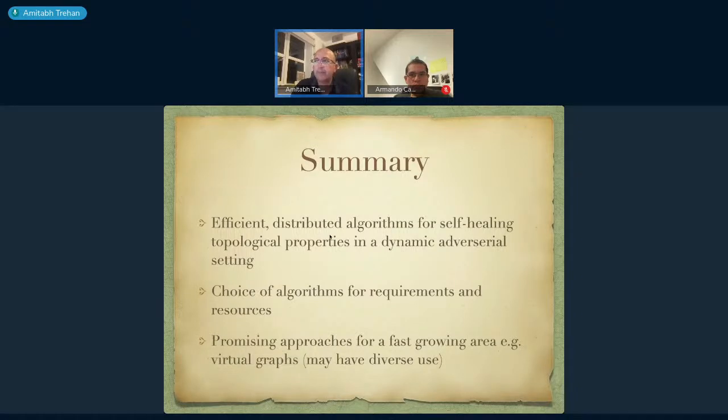So in summary, these are some efficient distributed algorithms for self-healing topological properties, and you have a choice of algorithms for different requirements, different resources. And hopefully it's a fast growing area, and you can use virtual graphs as an approach, which itself can be very handy.